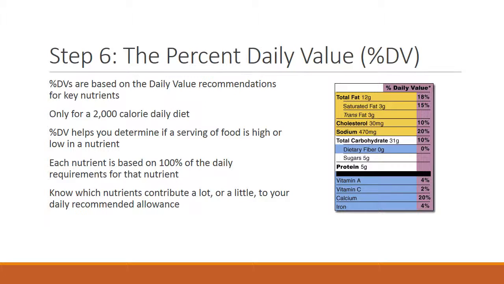The final step in reading food labels is looking at the % daily values. These are based on the daily value recommendations for key nutrients, but only for a 2,000 calorie daily diet. You may not know how many calories you consume in a day, but you can still use the % daily value as a frame of reference whether or not you consume more or less than 2,000 calories. The % daily value helps you determine if a serving of food is high or low in a nutrient.